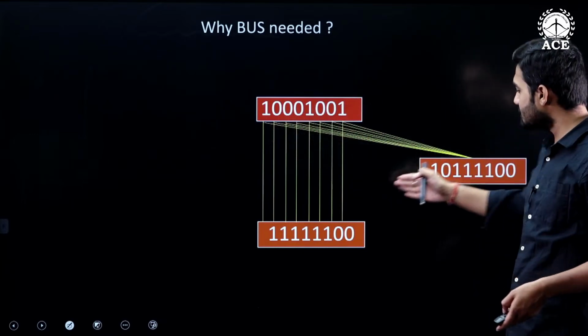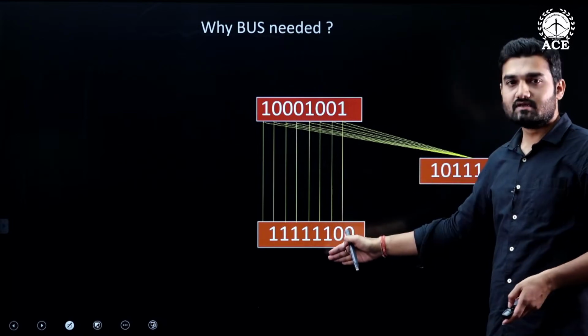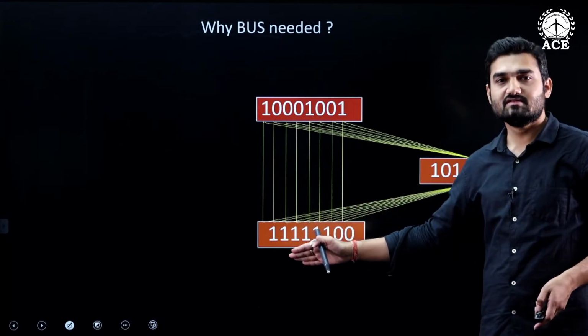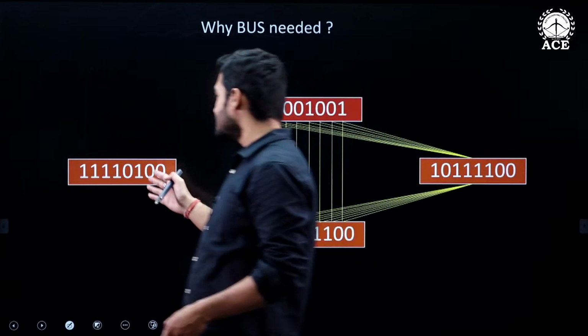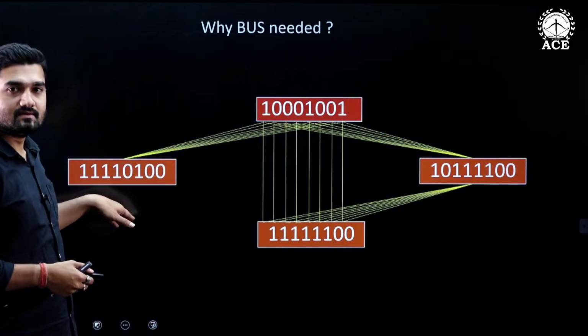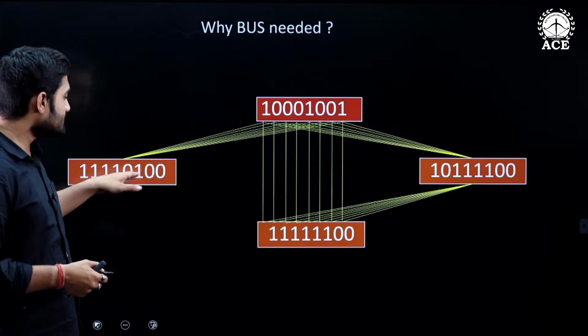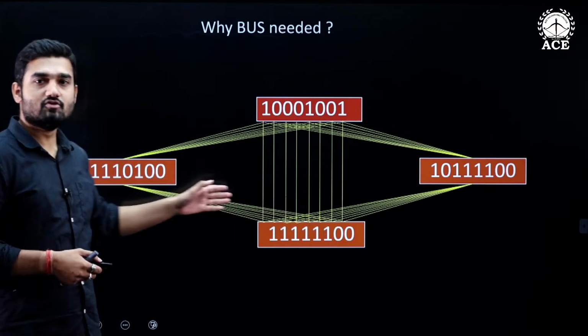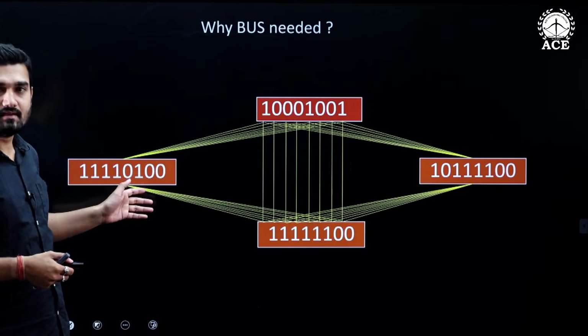Let us say this register wants to add this register. It wants to transfer it. Again you will link up these lines. Let us say I have one more register. If you see over here, this register is transferring over here. You have added these lines. Let us say this register wants to travel over here. Again you have added every bit, you have added one line.